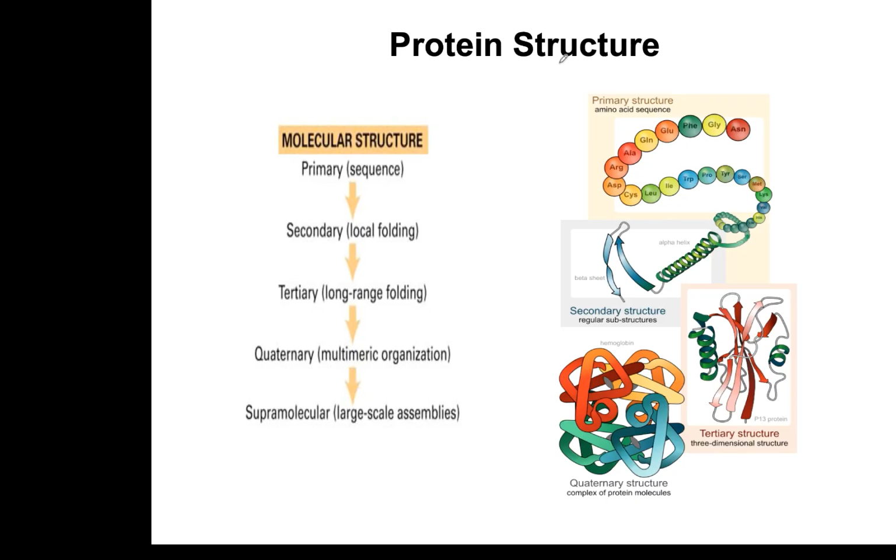There are 4 levels of protein structure. Primary structure is simply a sequence of amino acids. The primary structure can fold and twist by way of hydrogen bonds. We call that secondary structure. So do not confuse that.